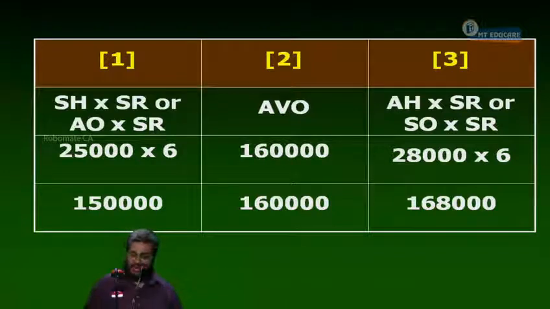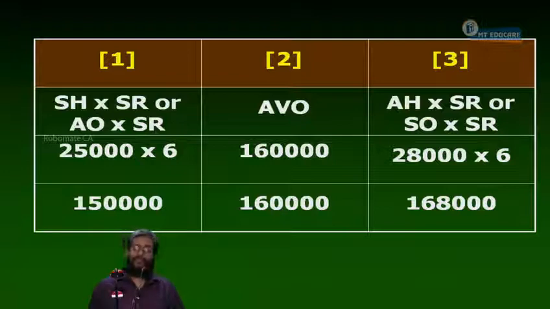Everybody following? Now, write down the next step. Step 3, calculation of variances. Don't talk, please. Variable overhead cost variance is 1 minus 2. What is 1 minus 2? 10,000 adverse.